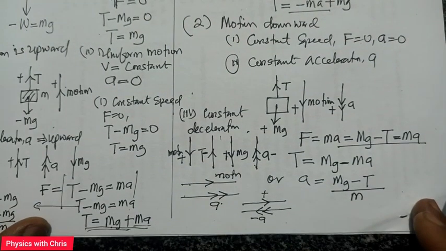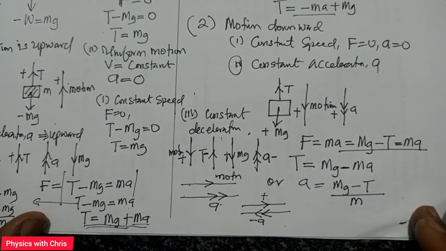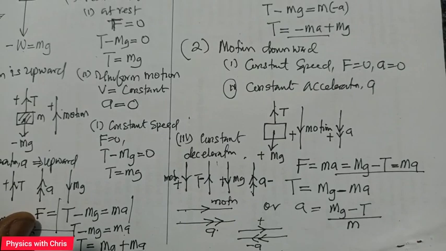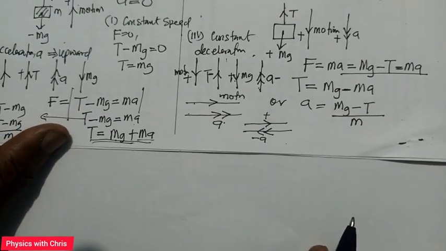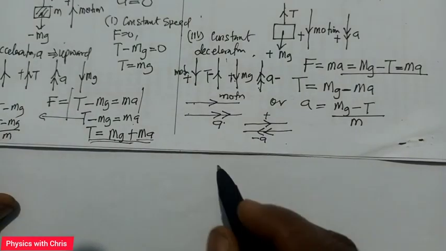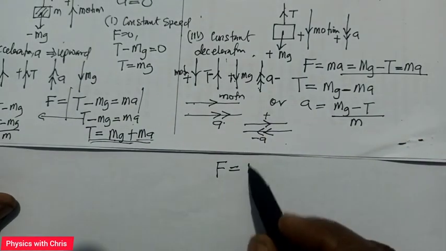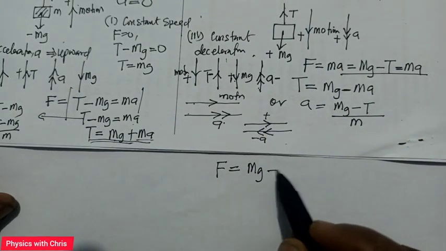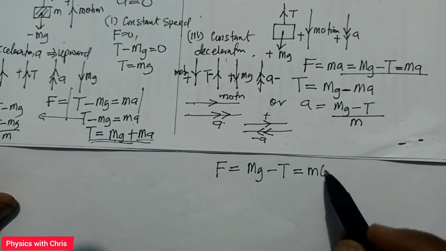So in this case, I want to write down the expression for the resultant force of this body for the third case. Let me get a new board because I'm going to move away from this page. I want to continue by writing down the equation for the resultant force. So the resultant force F equals, because this one acts downward, mg positive, minus the tension in the string, is equal to m times minus a.